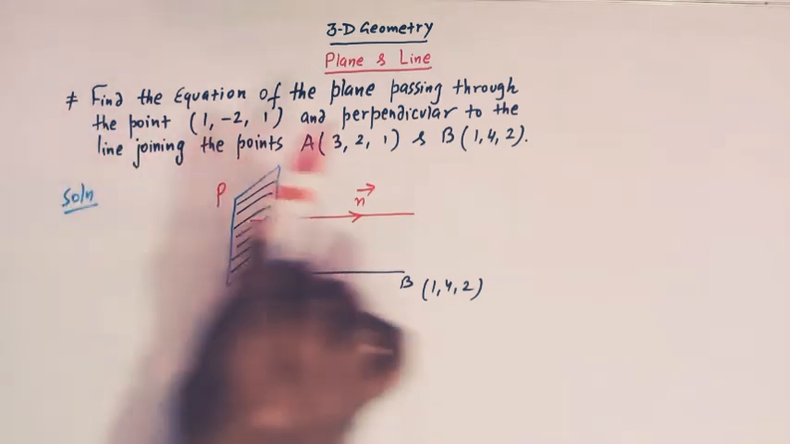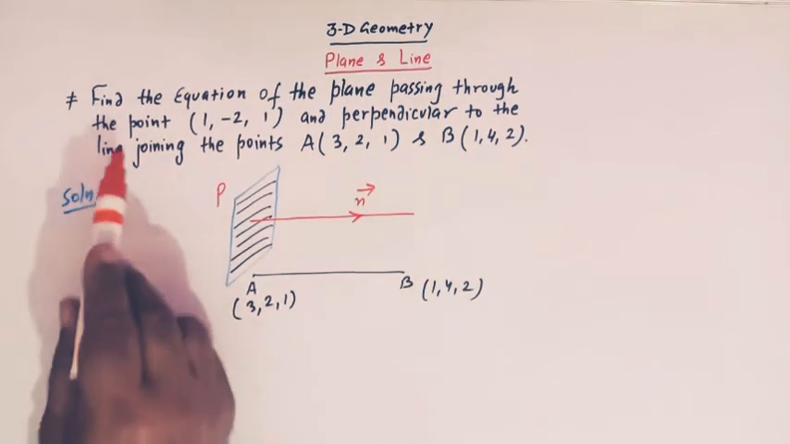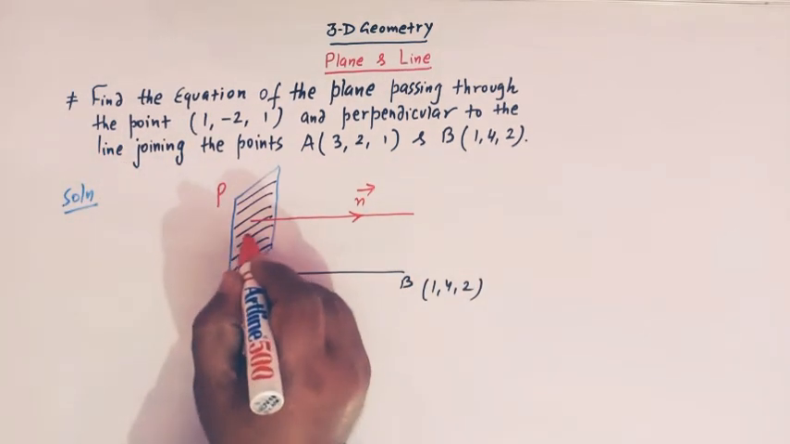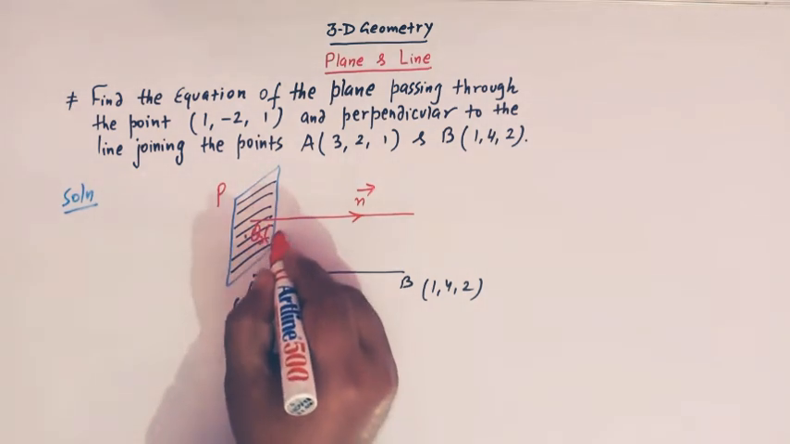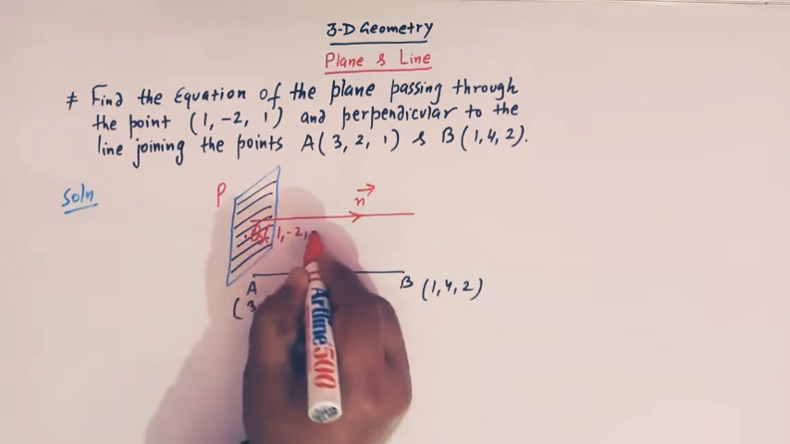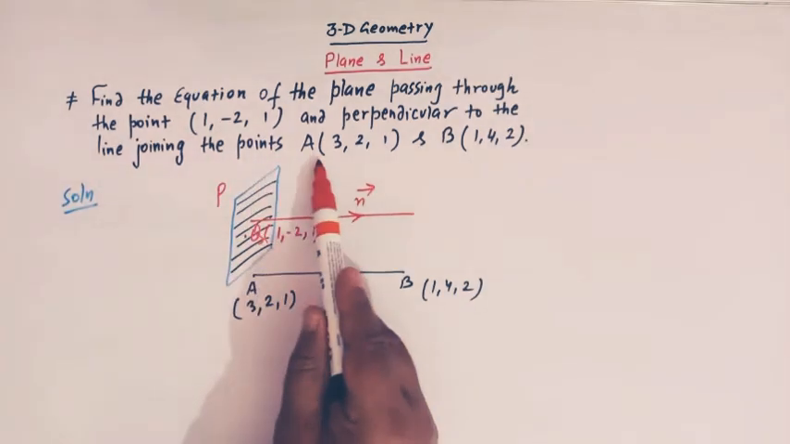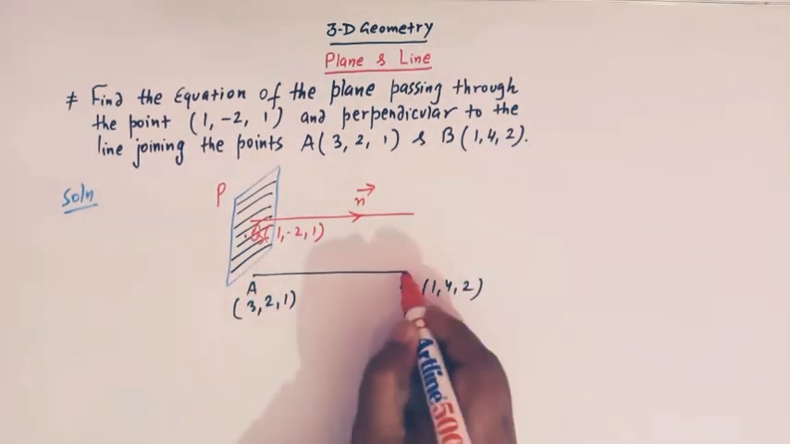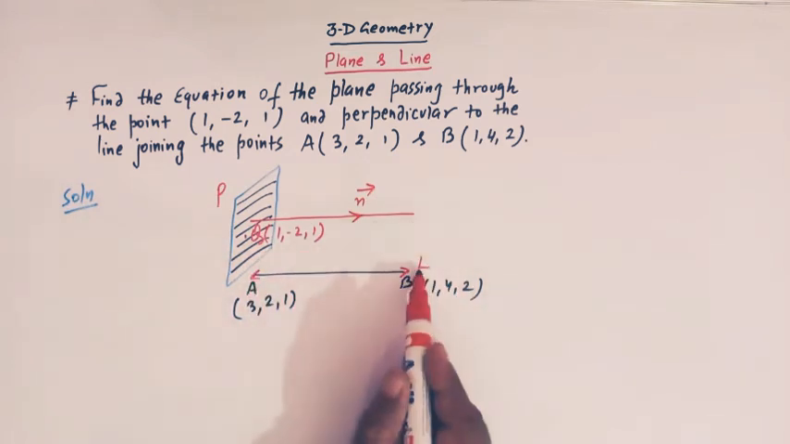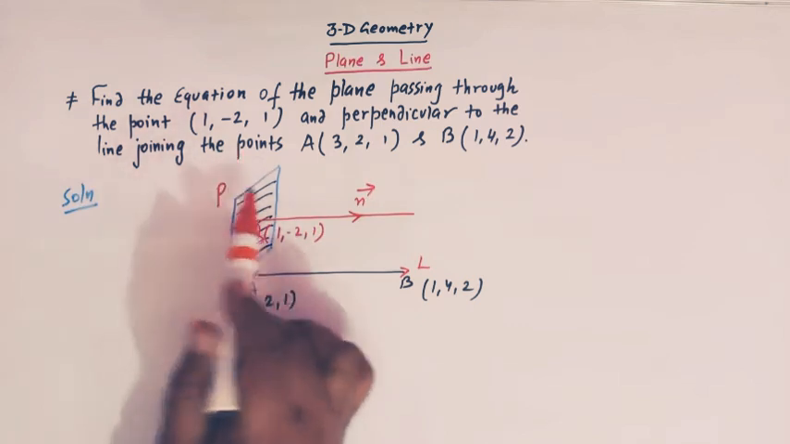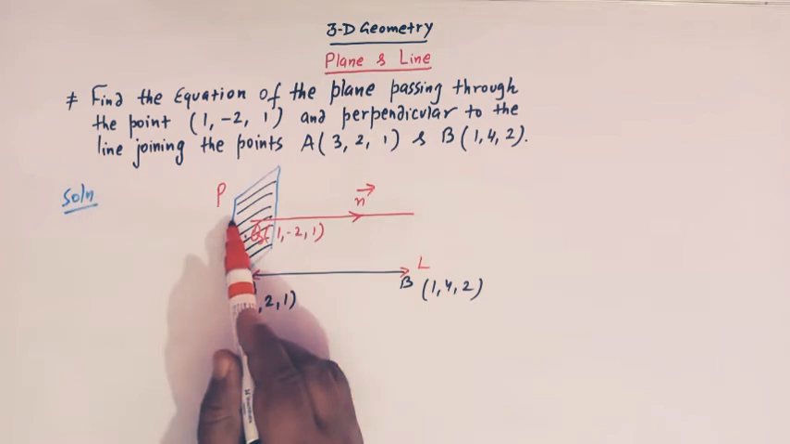Here we are given that we have to find the equation of the plane passing through the point, say this is the point Q, and the coordinates of this point are (1, -2, 1). And this plane is perpendicular to the line joining these 2 points, and let us take this line as L. And this line L is perpendicular to this plane P, and this is the normal vector to the plane P.